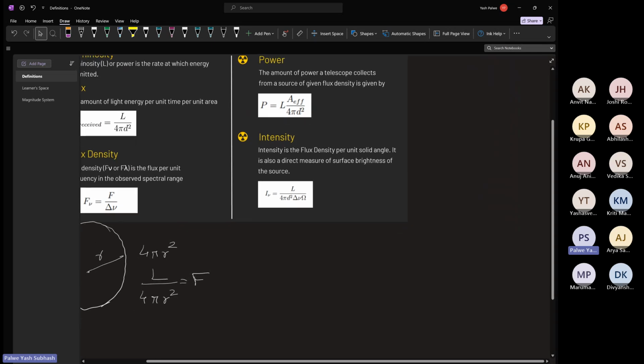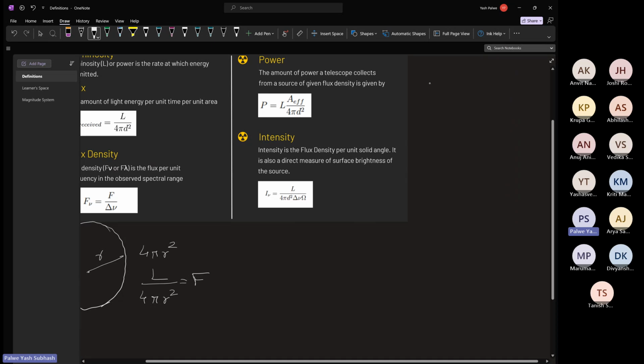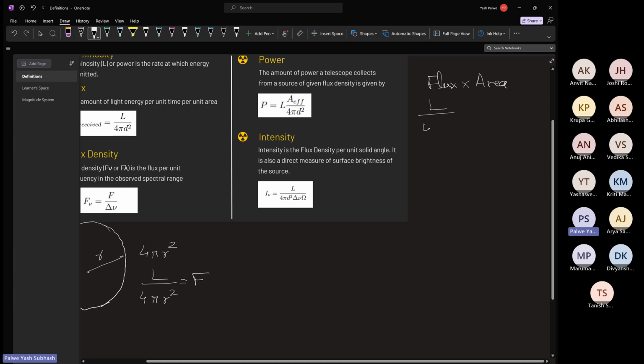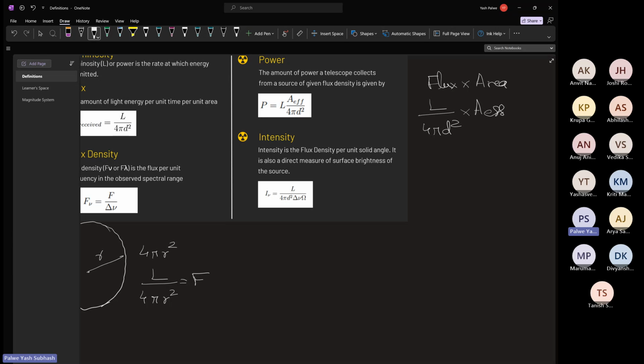Next is power. Now, the power that a telescope collects is just the flux into the area of the telescope. Since the flux is L upon 4 pi d square, as we just saw, you just multiply it with the effective area. Now, the effective area is the area with which the telescope gathers its light. For example, you have 6-inch diameter telescopes, 8-inch diameter, etc.